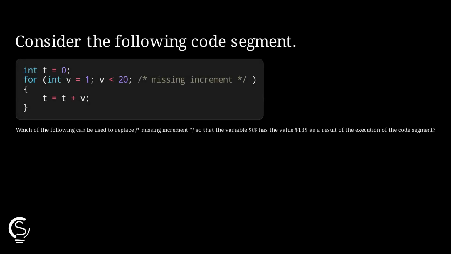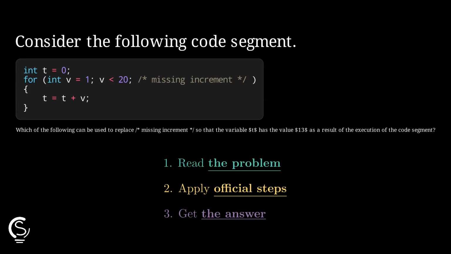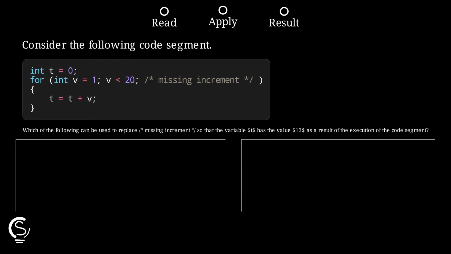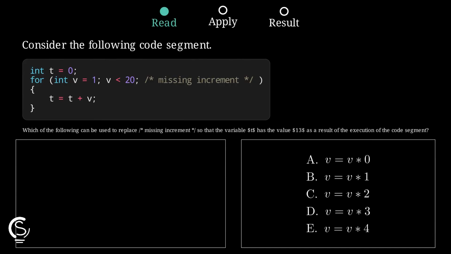The loop starts with t equals 0 and v equals 1. In each iteration, the current value of v is added to t, and then the increment expression updates v. Check each choice. v equals v times 0: v becomes 0 after the first iteration, so the loop continues forever because 0 is less than 20. Not correct.